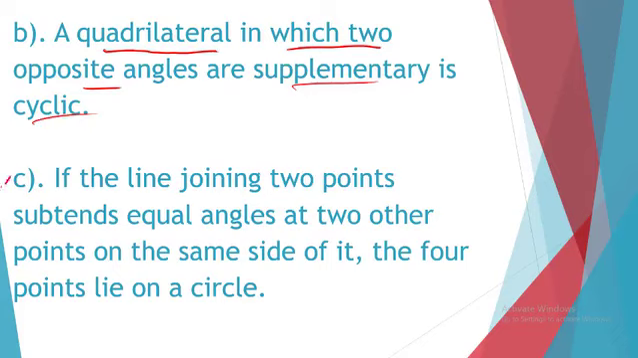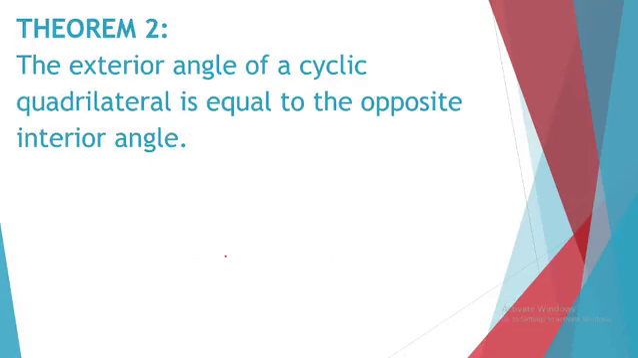quadrilateral. Then C, it says if the line joining 2 points subtends equal angles at 2 other points on the same side of it, the 4 points lie on a circle. If the line joining 2 points subtends equal angles at 2 other points on the same side of it, the 4 points lie on what? A circle. Okay, theorem 2 says the exterior angle of a cyclic quadrilateral is equal to the opposite interior angle.